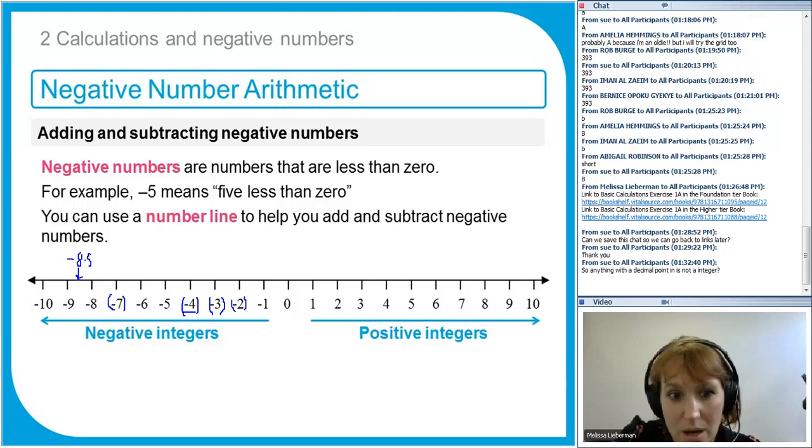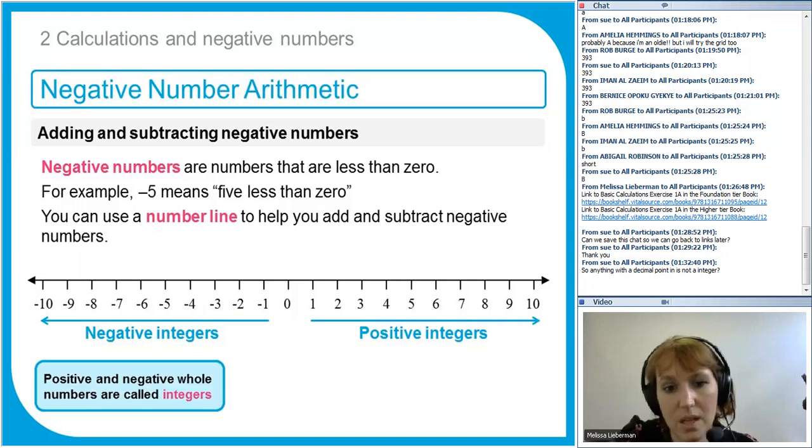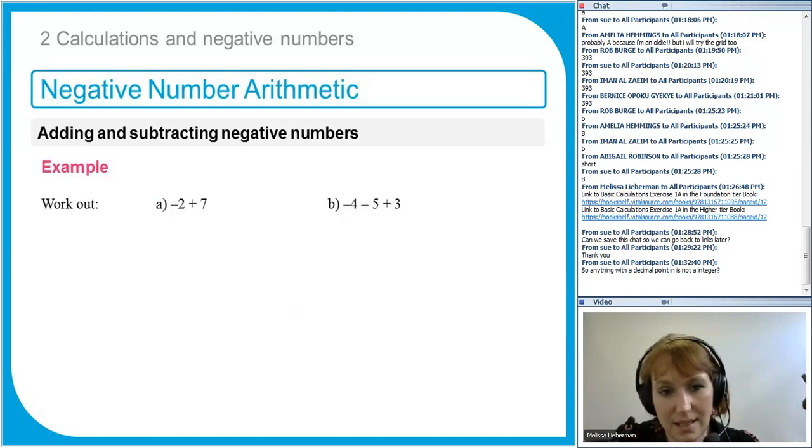Now, the word integer will come up, so make sure that you learn it and that you're familiar with it. Integer means specifically a whole number, positive or negative. Okay. So let's have a couple of sums and see what this means. So here's 2 questions. If you want to have a go at answering them, feel free.